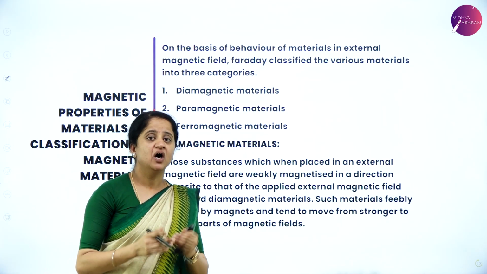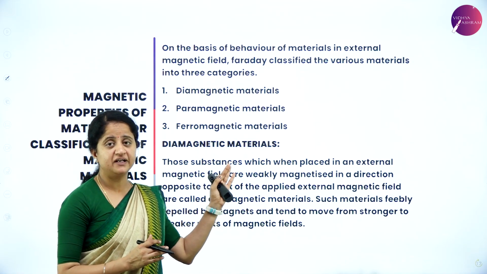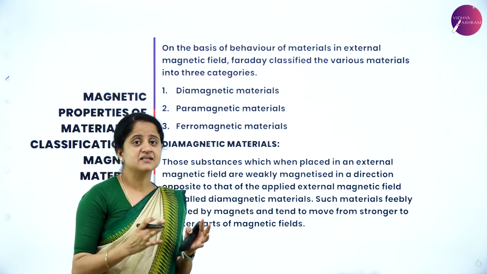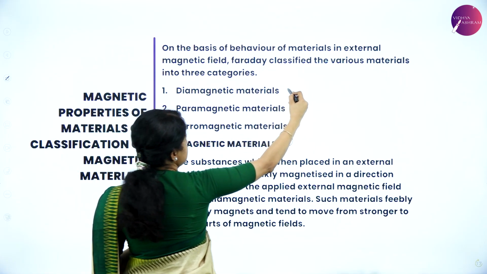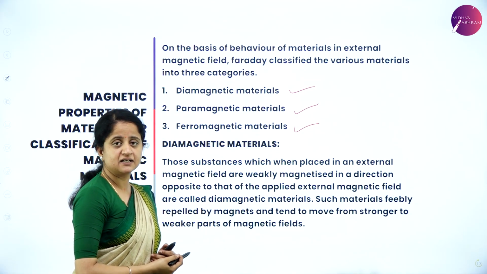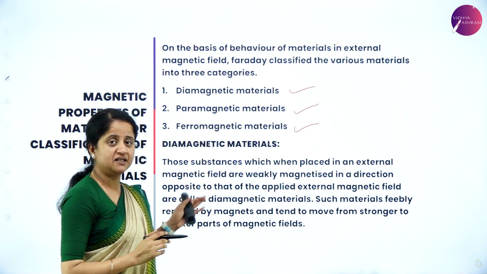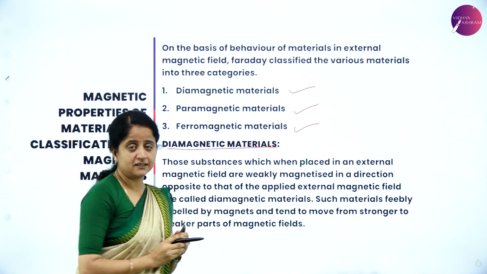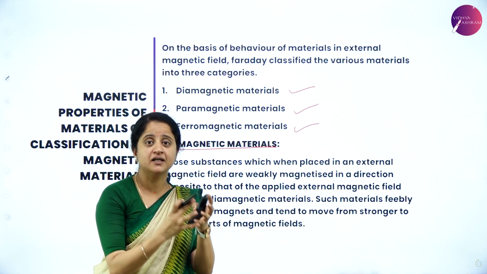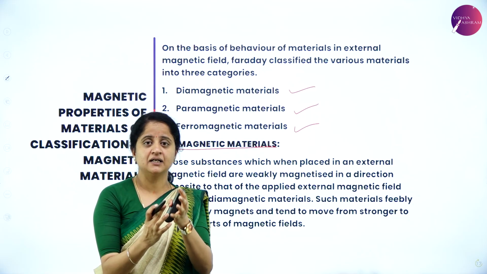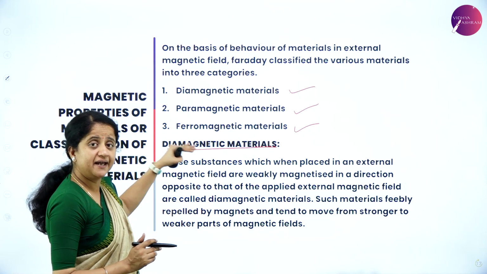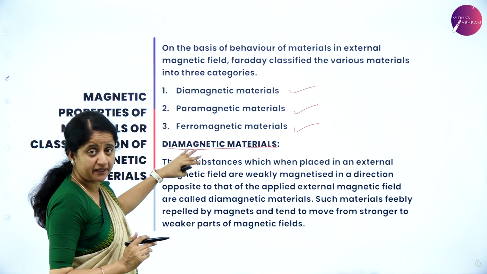Now we have learnt about the various terms involved with the magnetism concept. Let us now understand, on the basis of the external magnetic field, what the behavior of materials is and how they are categorized. The materials are categorized into three types: diamagnetic materials, paramagnetic materials and ferromagnetic materials. Let us learn in detail about these materials. What are diamagnetic materials? Which materials get strongly magnetized, and which get weakly magnetized when placed in a magnetic field? Let us learn.